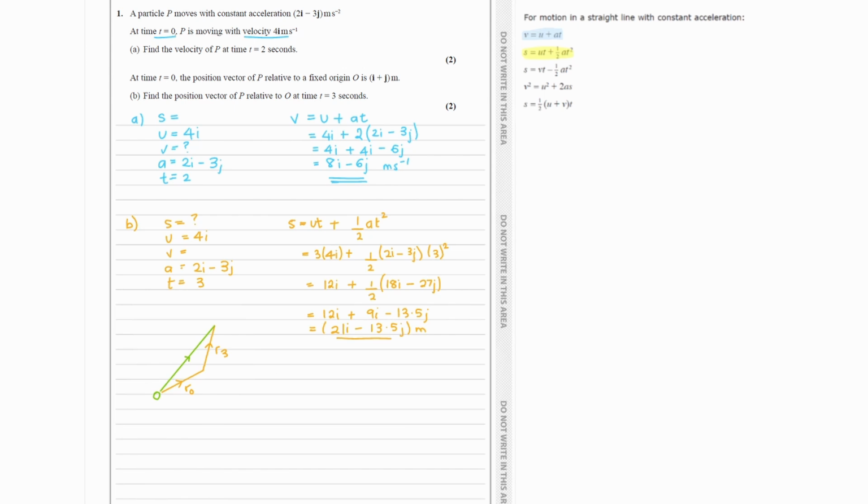So in order to find that, we can simply add the r0, which is the position vector given i plus j, and we can add that to the displacement we found, which is 21i minus 13.5j. And if we add the i terms, we will now get 22i, and plus j minus 13.5 will give us minus 12.5j.